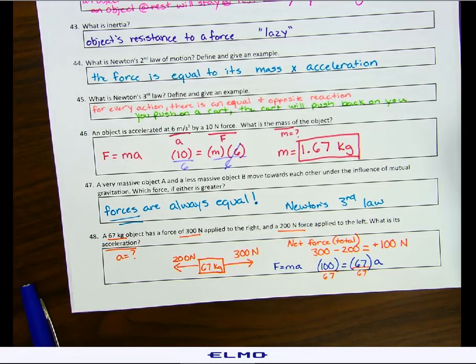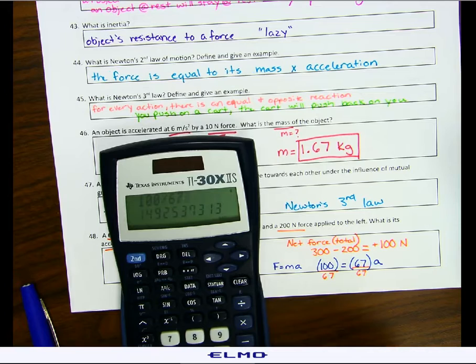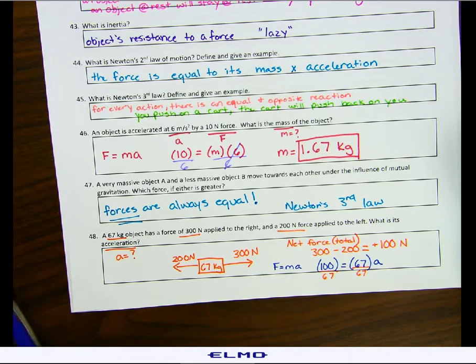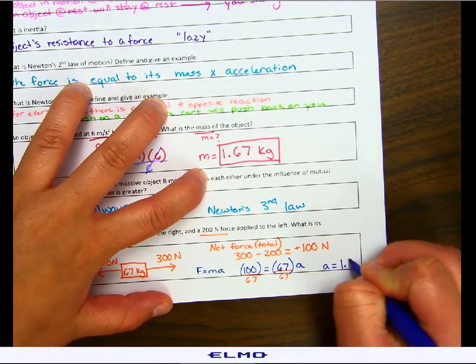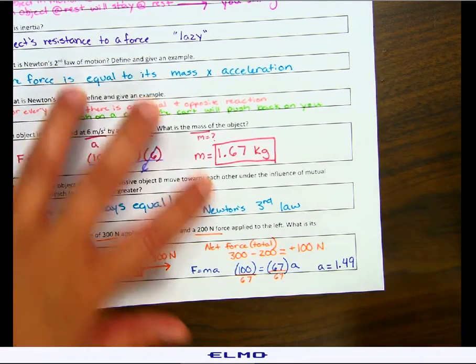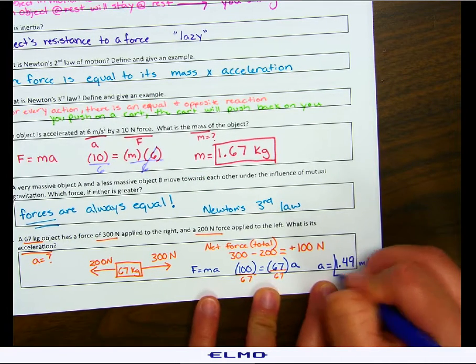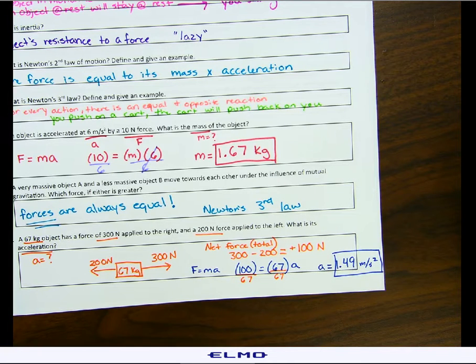So 100 divided by 67. That's going to give me 1.4925, or we'll just round it to 1.49. And my units are meters per second squared. That is my acceleration. Okay, let's go to 49.